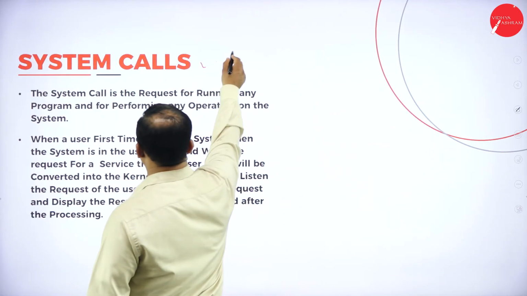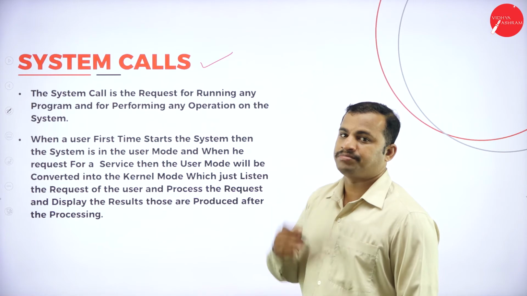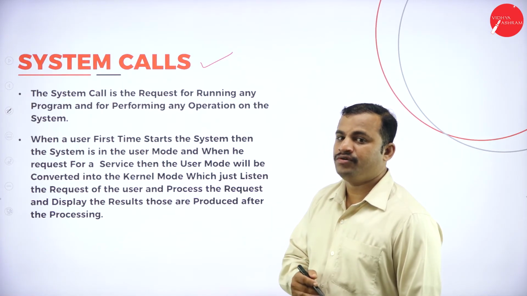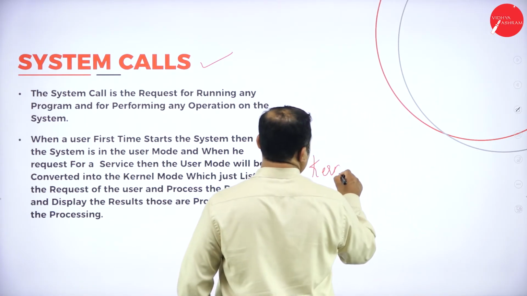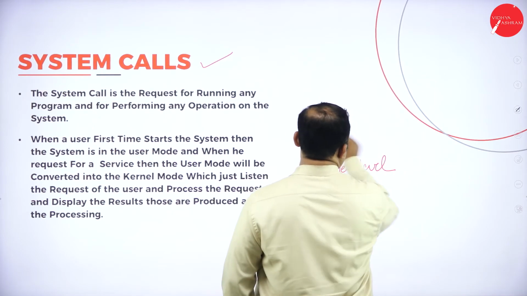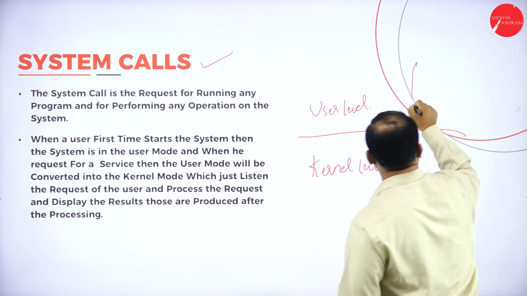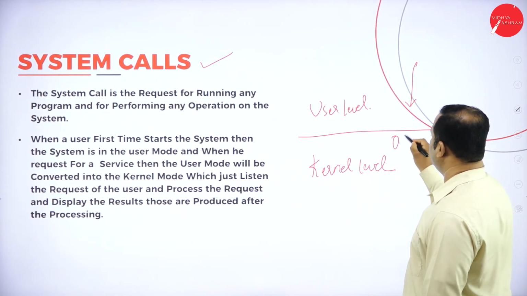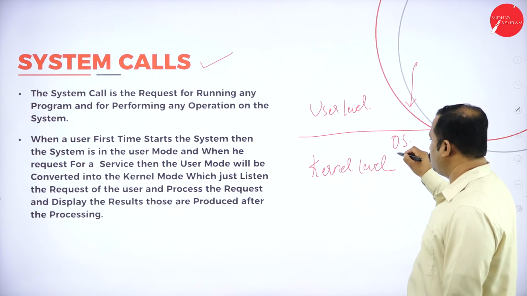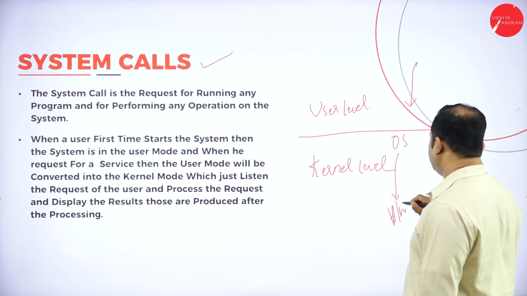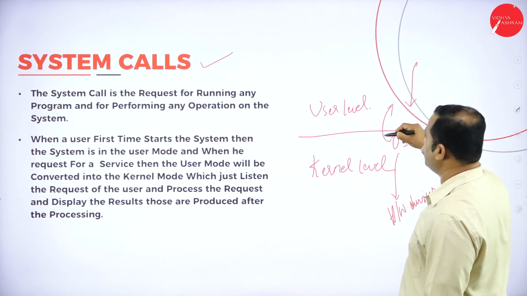Next we have system calls. The different types of system calls will be explained in the next session, but let me give you the meaning of a system call. Within a kernel, we have kernel level and user level. At the user level, the user requests the operating system to perform certain operations. The operating system raises a request to the hardware devices, so that the hardware devices interact with the system calls and in turn give information to the user calls.